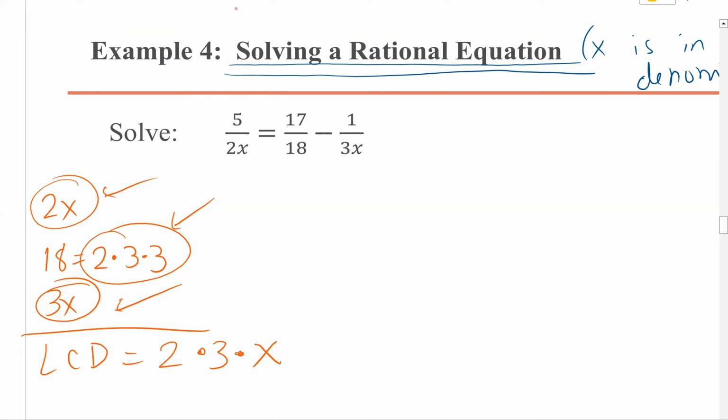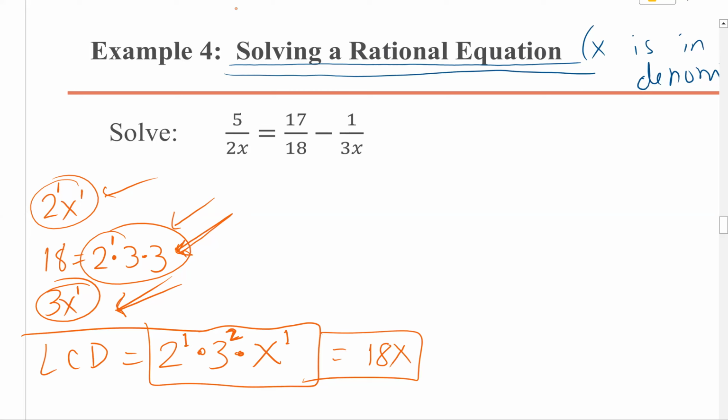Between these 3 denominators I've circled, how many 2s do I see? Everybody only has one 2, or the last guy has no 2s. Well, I can only take 1. I can't take more than I see. As far as 3s go, this second denominator has two 3s, so I can be greedy and take 2. As far as x's go, I only see 1 at the most in each one. So that would be what I want. There's my LCD: 2 times 3 times 3 times x, which is 18x. But feel free, if you can already look at this equation and know that the common denominator is 18x, then you don't have to worry about that.